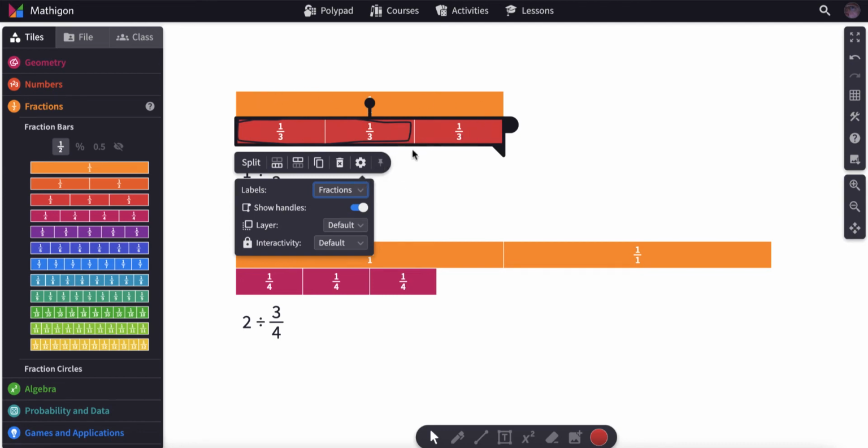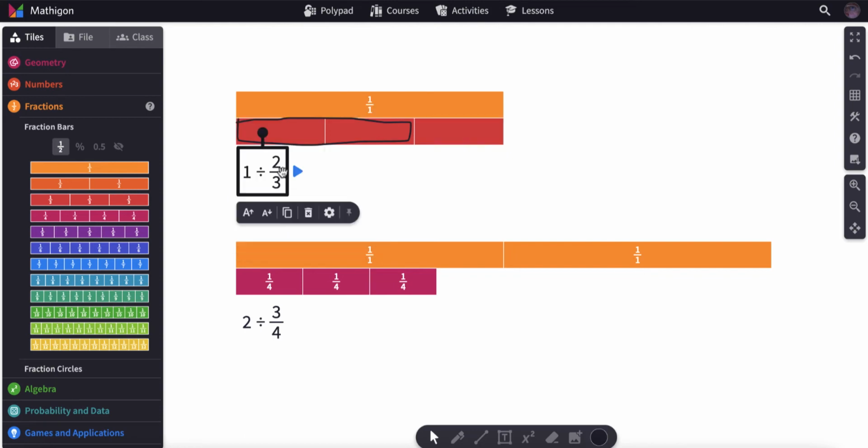But we're talking about how much of this piece compared to the piece that we're dividing by here. And so that's why we say this is 1/2 of the original piece that we're dividing by. So in this case, our answer is 1 1/2, or 3 halves. So now we're going to take a look at 2 divided by 3/4.